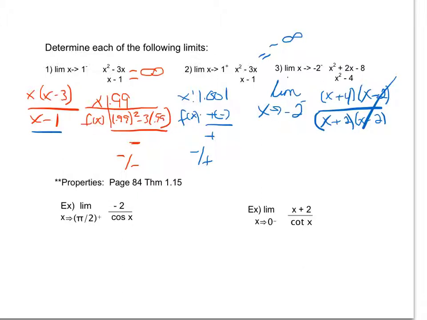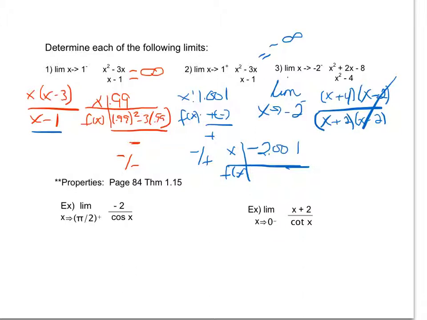So I need to figure out, is my vertical asymptote approaching a positive infinity or a negative infinity? So I'm going to take a value on the left side of negative 2. So how about negative 2.001. Negative 2.001 is smaller than negative 2, getting closer towards negative 3.